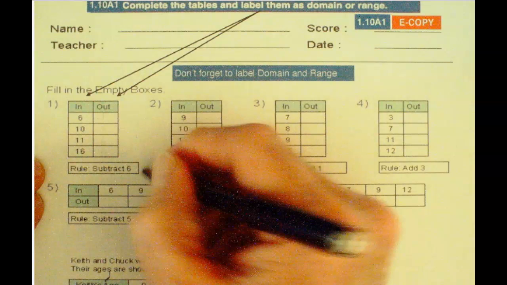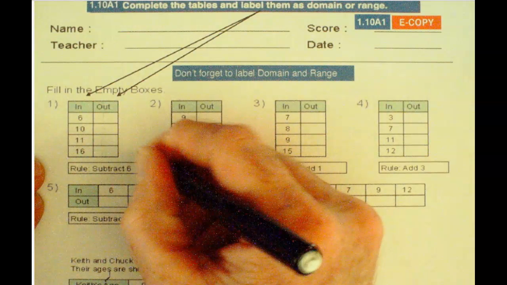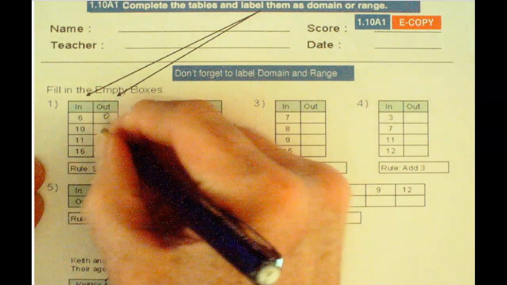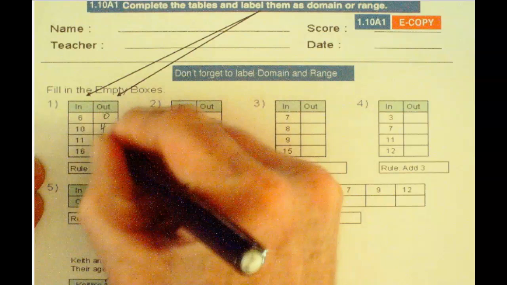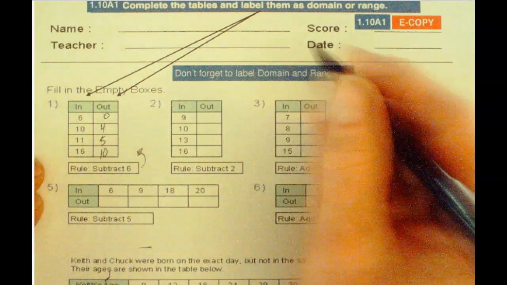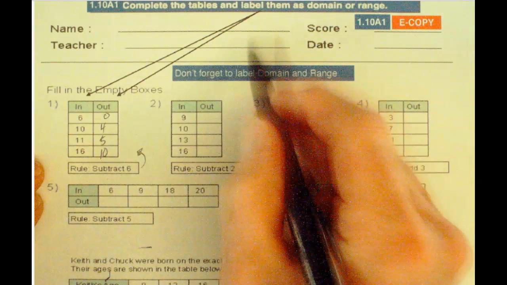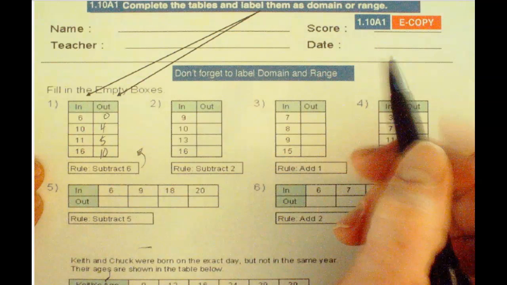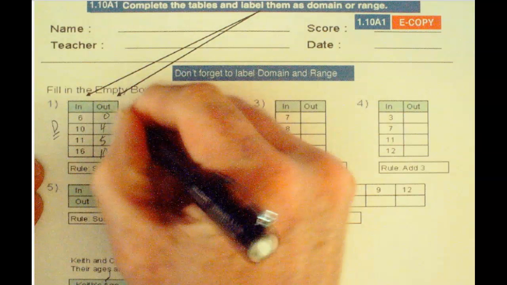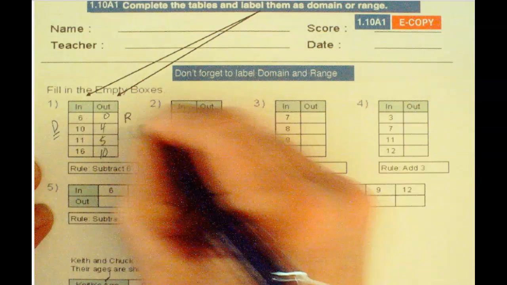We first of all have to complete the table. The rule is subtract 6, where the function is. So 6 minus 6 is 0, 10 minus 6 is 4, 11 minus 6 is 5, 16 minus 6 is 10. And then it says we're supposed to identify the domain and range. So this here's the domain, and this is the range, and it's just that simple. You can just label them like that.